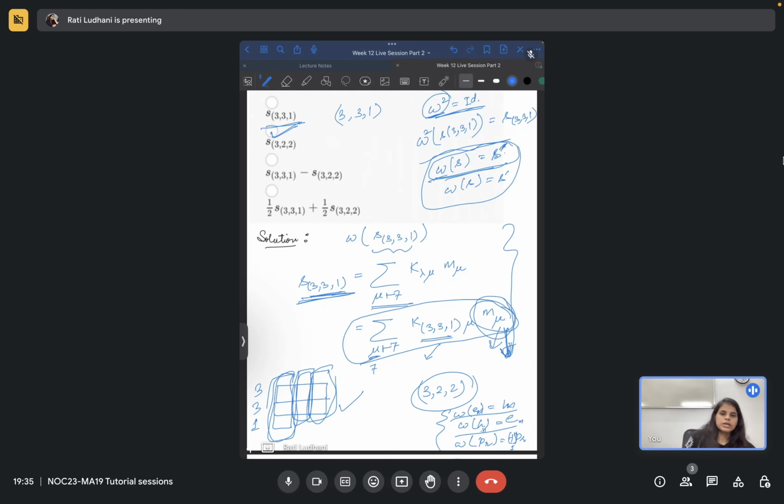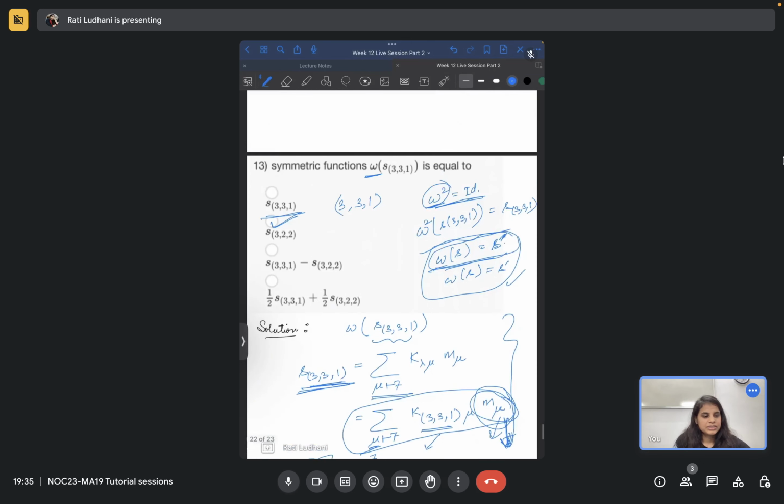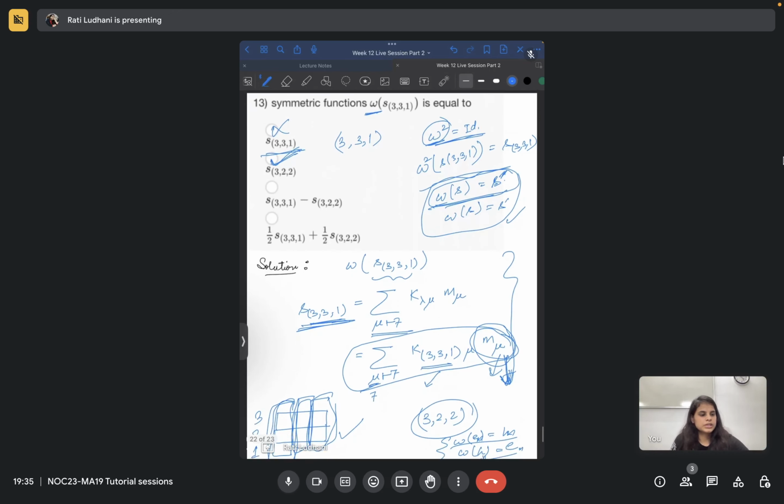So if you know omega of s_lambda is s_lambda dash, then we are done. So this is the answer, s_321. Okay, ma'am. Yeah, this was the last question.